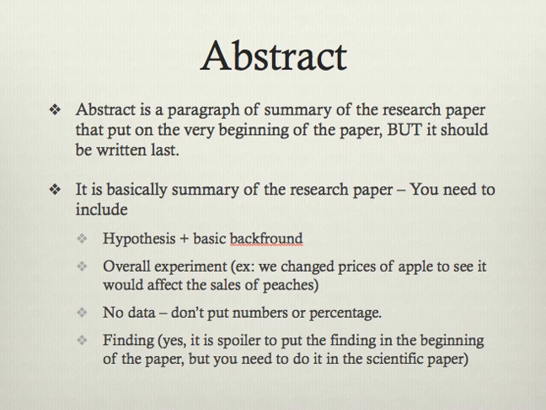Therefore, you have to write the paper first. In this abstract, you need to put hypothesis, background, basic background information, overall experiment, nothing detailed. Don't put every independent variable you used, and no data. Don't put numbers or percentage, but you need to put finding. I know it's spoiler for the whole experiment and research paper, but you need to put finding at the abstract. So whoever is reading it actually know if this paper is what they're looking for or not. Right? Abstract is very crucial. It's like face of your research paper.